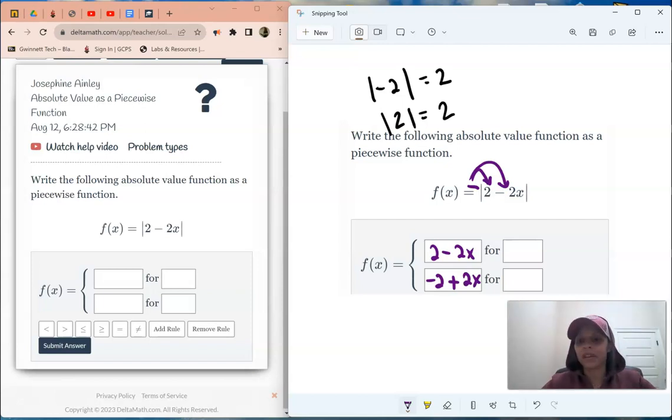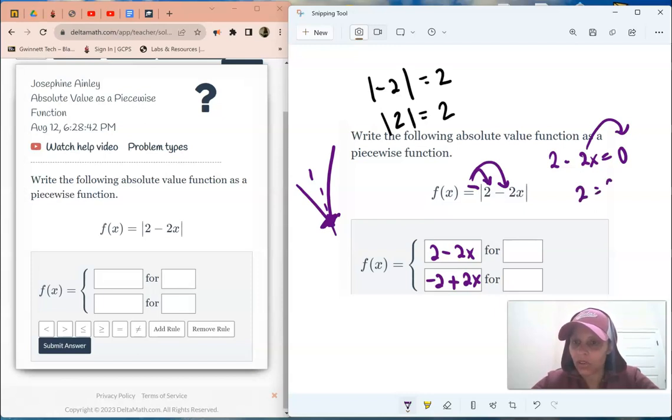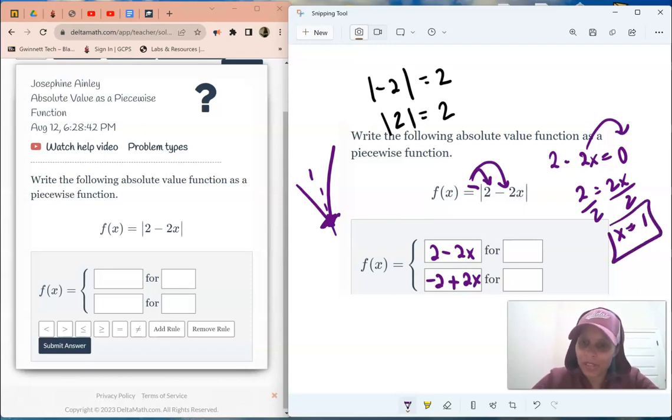Now, the big thing is to find out where this V occurs, right? Like, where is this line right here? And you can do that algebraically by solving it. So if we set 2 minus 2x equal to 0, you can find where the V actually occurs. So let's go ahead and move -2x to the side. It's going to be 2 equals 2x. Divide both sides by 2. You're going to get x is equal to 1. So this happens at 1.